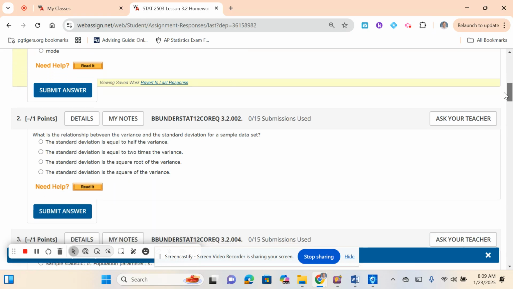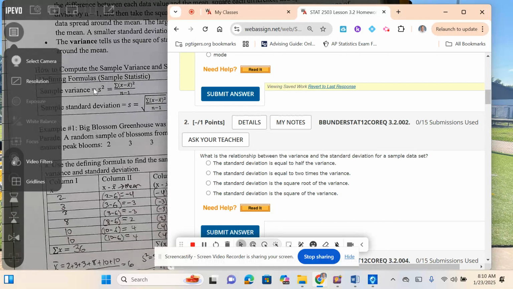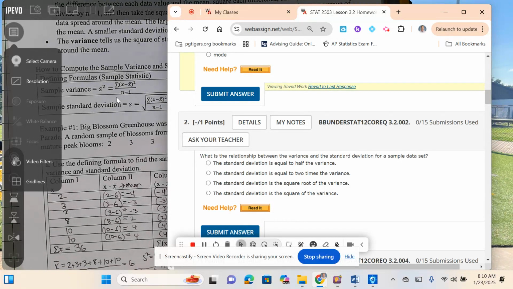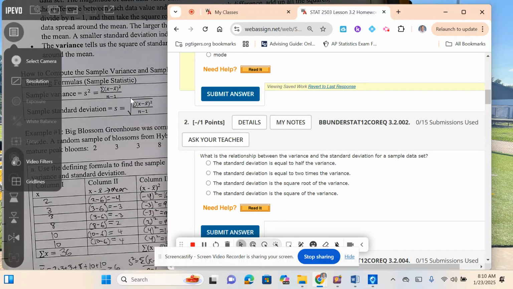Okay. Two, what is the relationship between the variance and the standard deviation of a data set? So, what is the relationship? Okay, I can find my notes if I need to. Basically, we talked about, let me go to minimize. You've got the variance is s squared and the standard deviation is s. So basically, the standard deviation is the square root of the variance. It's the square root because I just take the square root of what the variance is. So the square root of the variance.